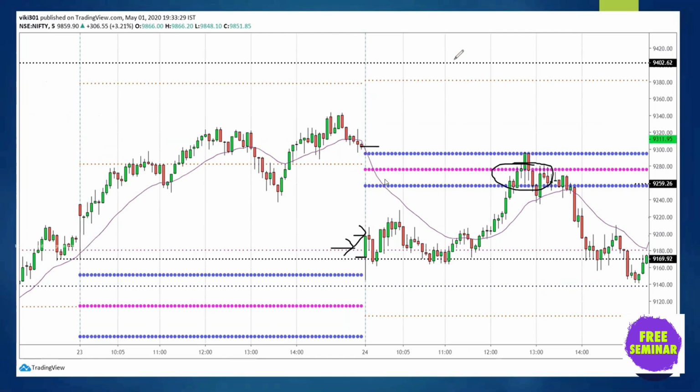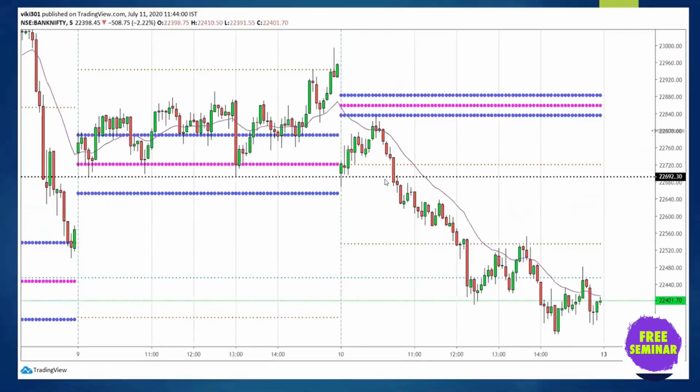One thing you should notice: many people ask me, when I say CPR is very important, where the market most of the time reverses, which CPR is important, the top CPR, central pivot, or bottom CPR.